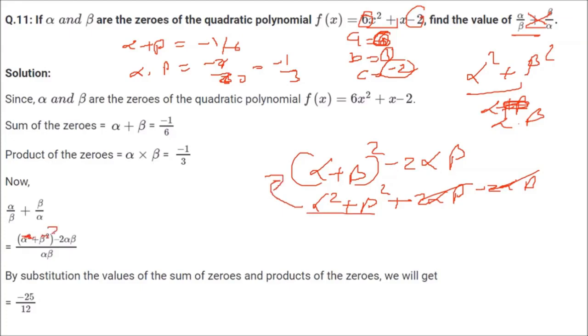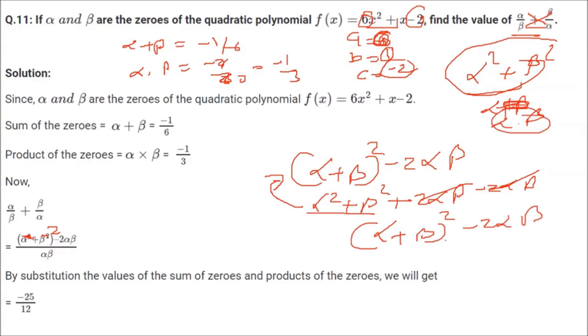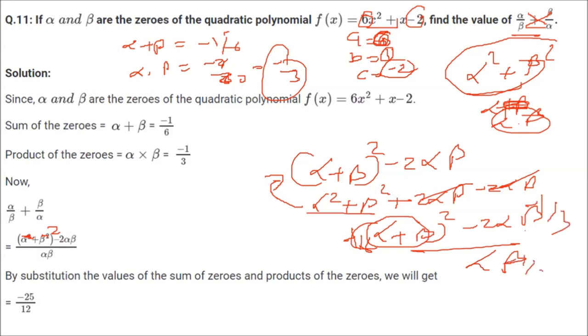This is whole square. So now you get, in this place, here you have to write this one, alpha plus beta whole square minus 2 alpha beta, and alpha beta is already there. So now in place of alpha plus beta you replace minus 1 by 6. In place of alpha beta you have to replace minus 1 by 3. Here minus 1 by 3 here. So you get a value of minus 25 by 12.